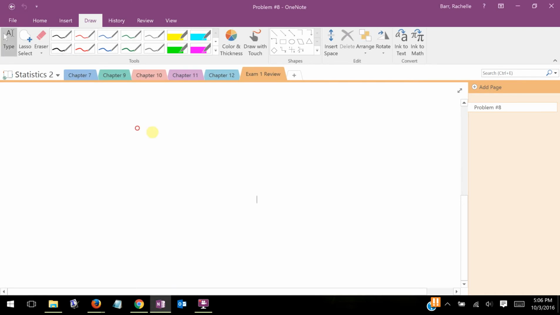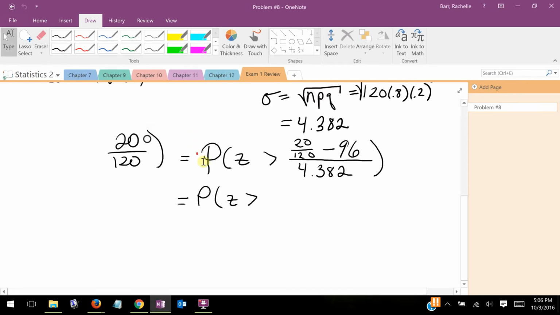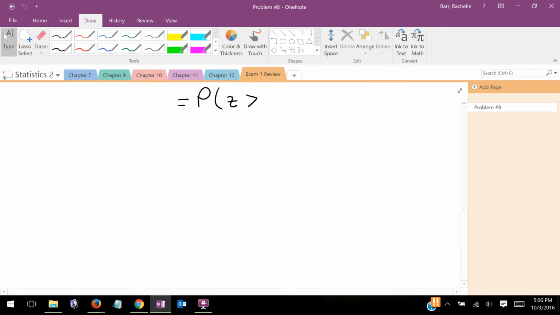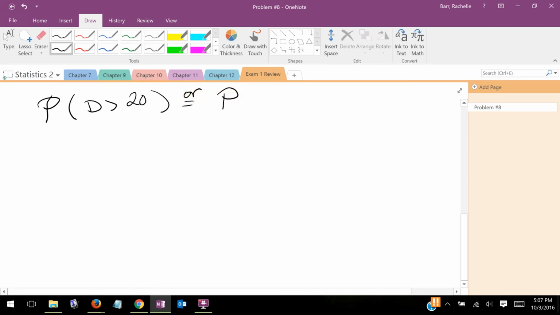When I look at that probability statement, I'll just erase that. I ask myself, what does this really ask me? You want to know the probability that the number of drivers you get is greater than 20, or the proportion of drivers you find, out of the 120, is greater than 20.